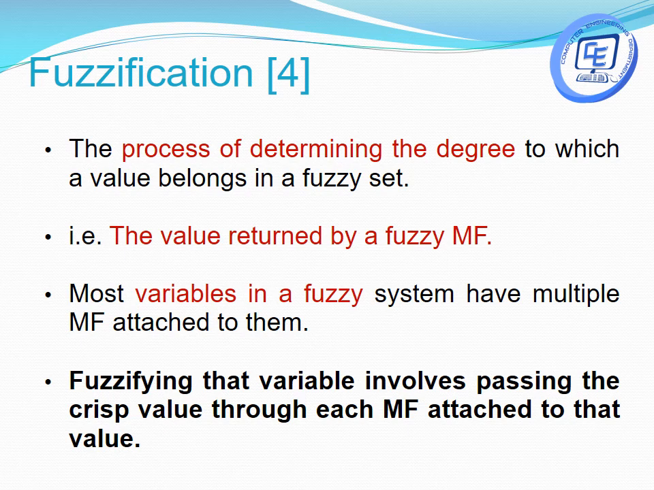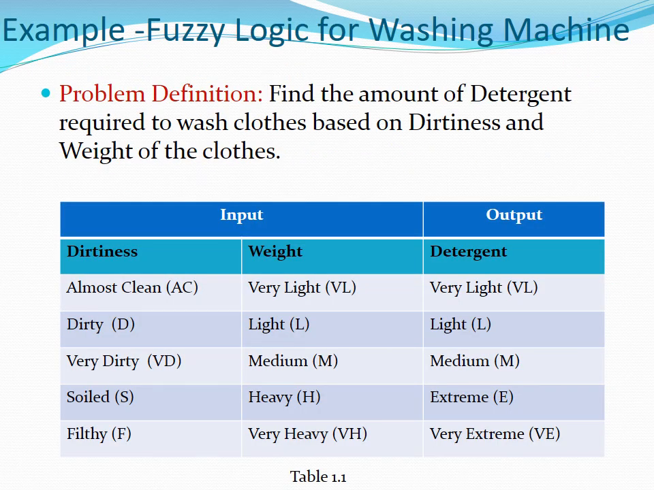Let's take an example, the fuzzy logic for a washing machine. The problem definition is: find the amount of detergent required to wash the clothes based on dirtiness and weight of the clothes. Two inputs are given, dirtiness and weight, and one output is asked, that is detergent, the detergent required to wash the clothes.